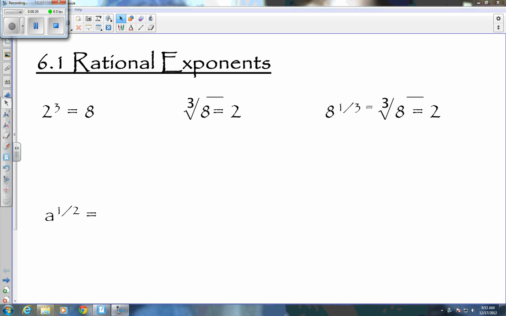It's whole. You're thinking of integers. Up to this point, all of our exponents have been integers. Rational means what? Not whole. Well, how about fractions? One half? Is that a rational number?